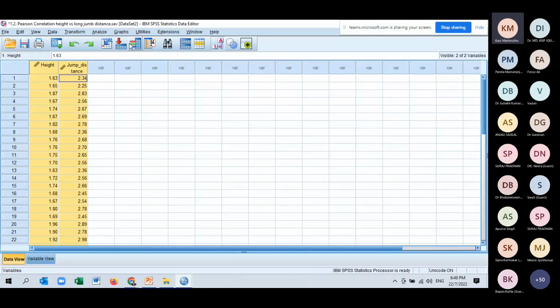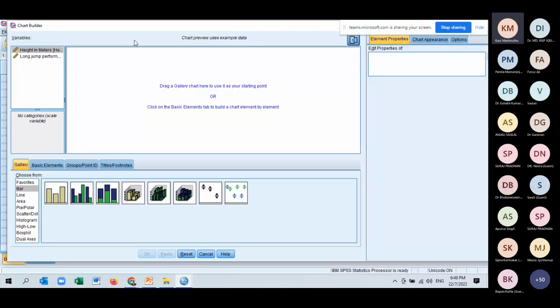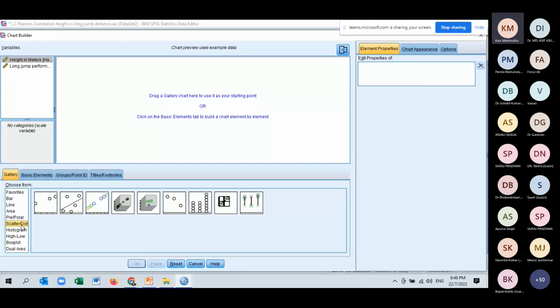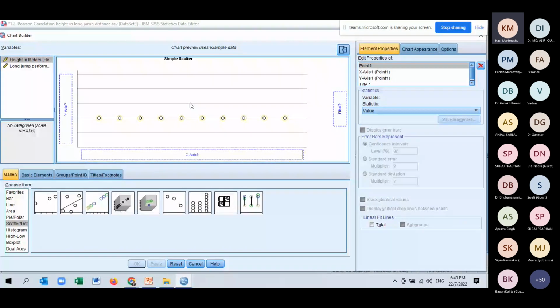So click on Graph, Chart Builder. In this Chart Builder window, from the bottom left side, the gallery, please select Scatter. Then using your left mouse, press the first graph, drag and leave it into this empty white space, the panel. Have you all done it? Just simply drag and leave it in the panel.